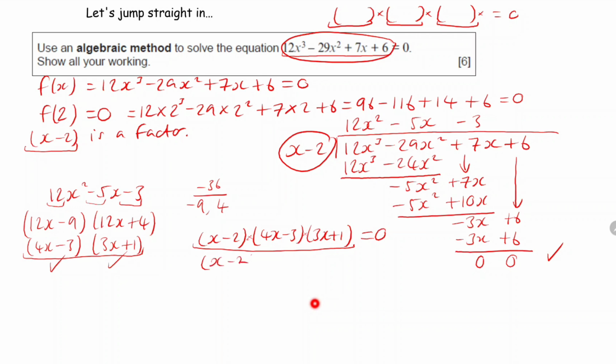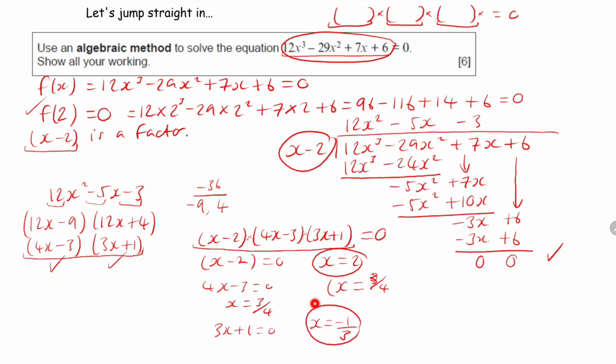So our solutions: x minus 2 could be equal to 0, in which case x is equal to 2. We've proven that one anyway up here. Or 4x minus 3 could be equal to 0, in which case x is equal to 3 over 4. So our second solution is x is 3/4. And then the final one, 3x plus 1 equals 0, in which case x equals minus 1/3. And those are our three solutions.